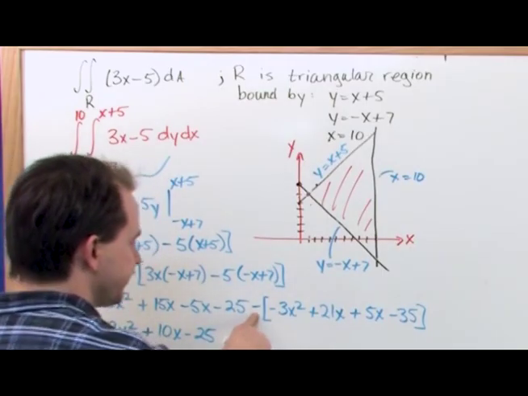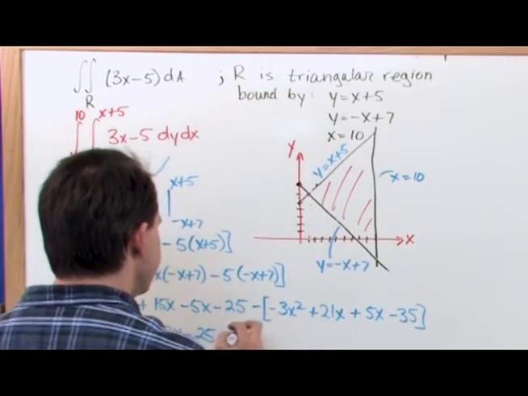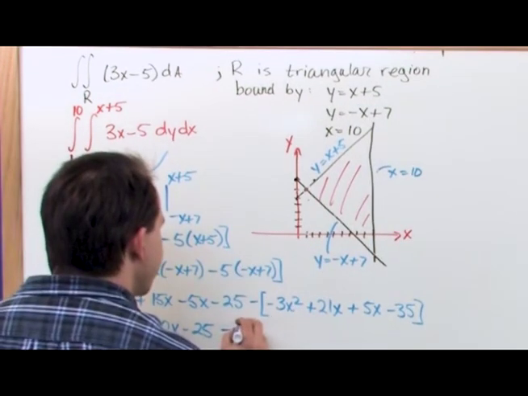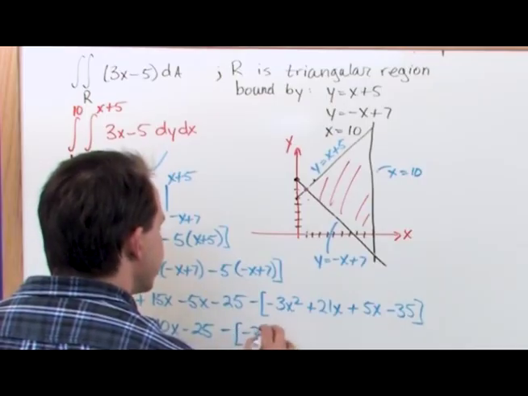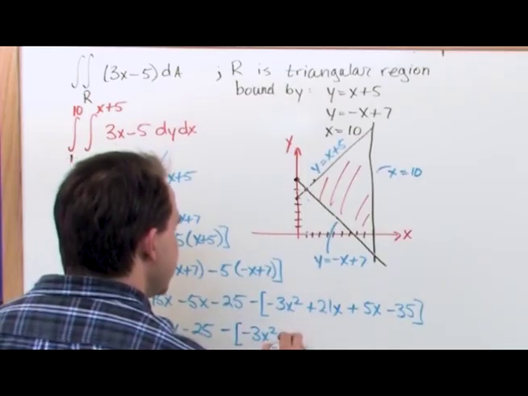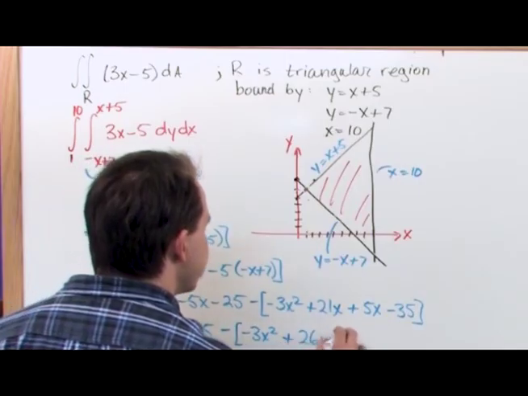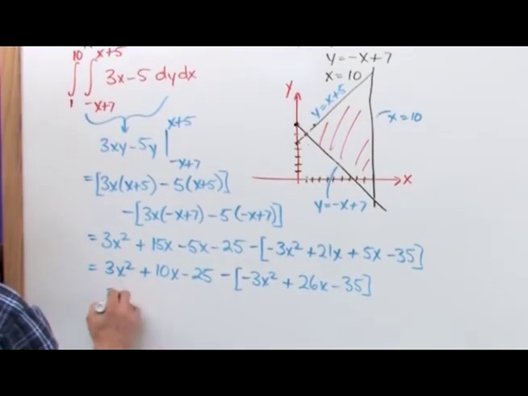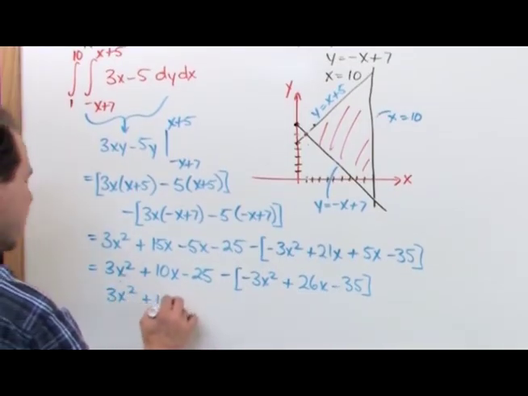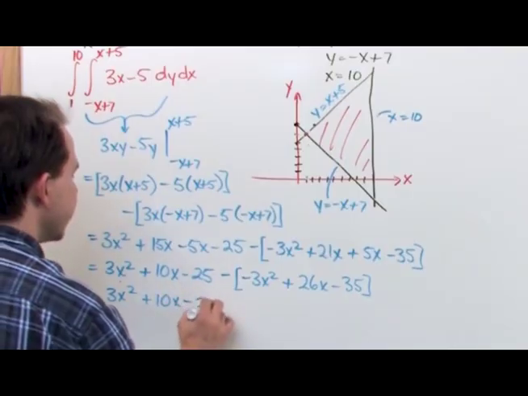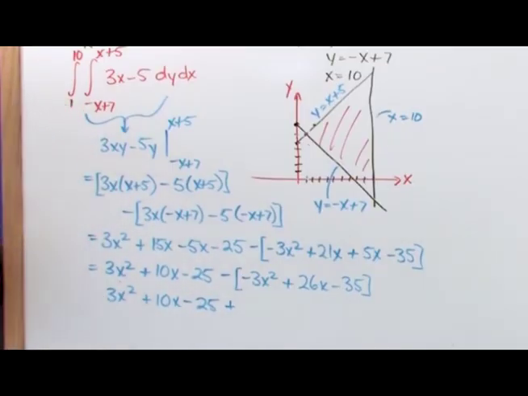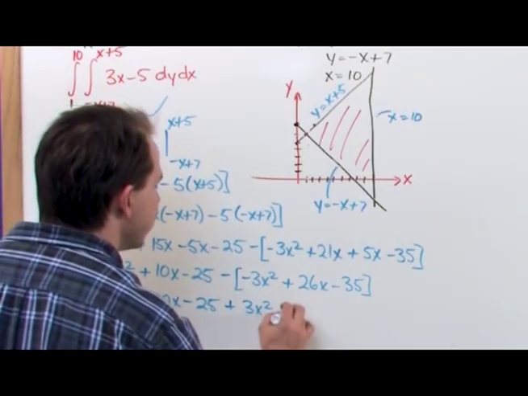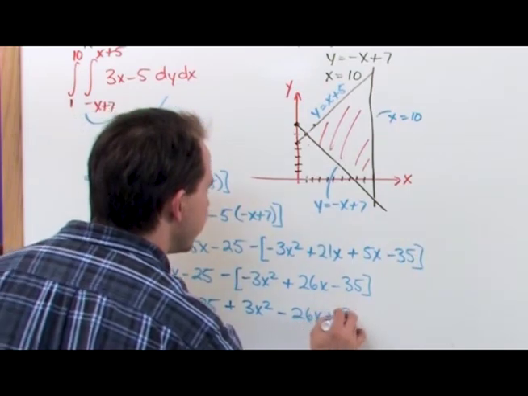Now I'm just going to keep this here for right now, and I'm going to clean everything up on the inside. Now inside of this bracket here, I'm going to have negative 3x squared, 21 plus 5 is 26x minus 35. Now the only thing I'm going to do is distribute this negative sign, and I'm doing this one step at a time because I know from experience that trying to distribute too many negative signs at once is just going to lead to confusion and get you the wrong answer. So that's plus 3x squared minus 26x plus 35.